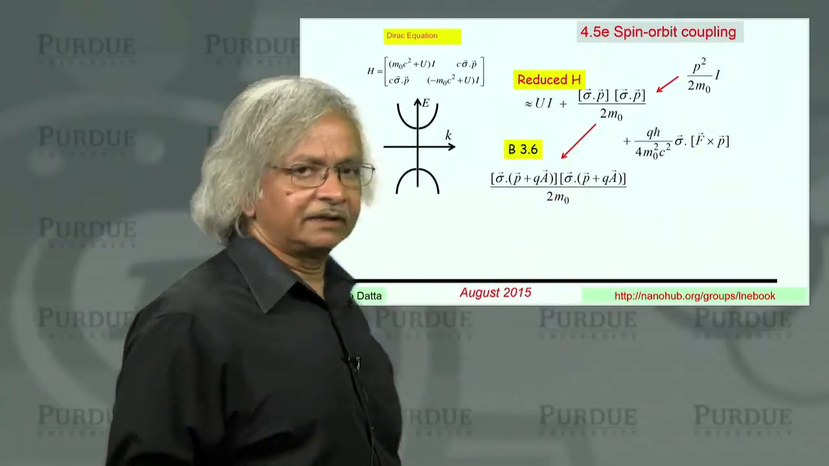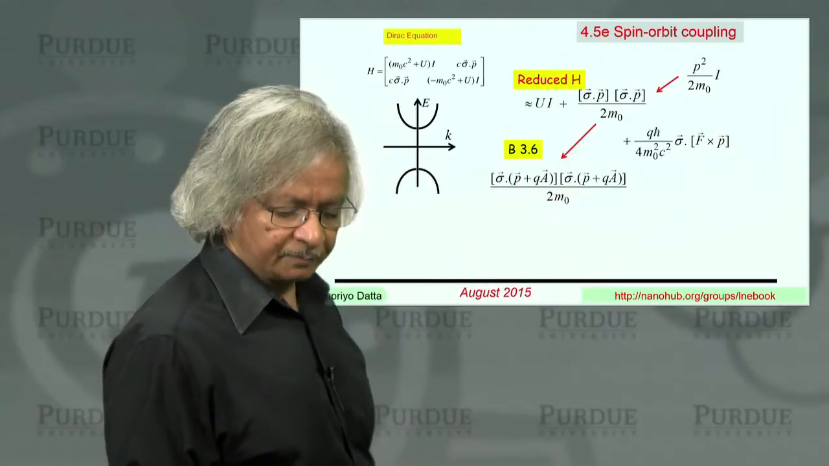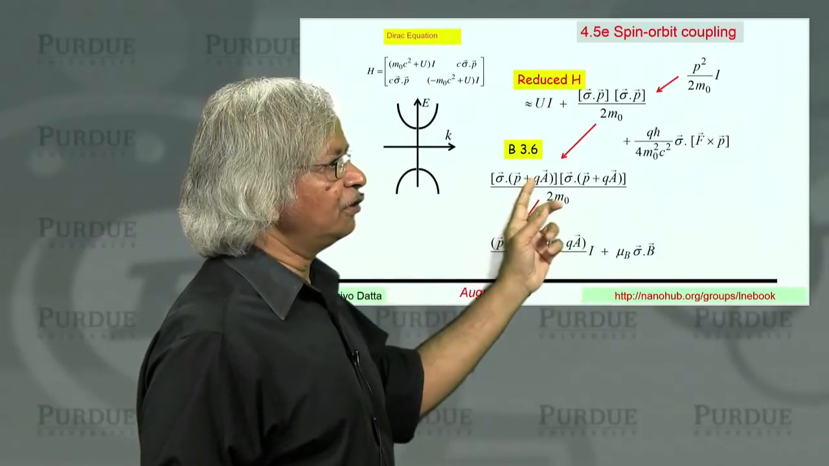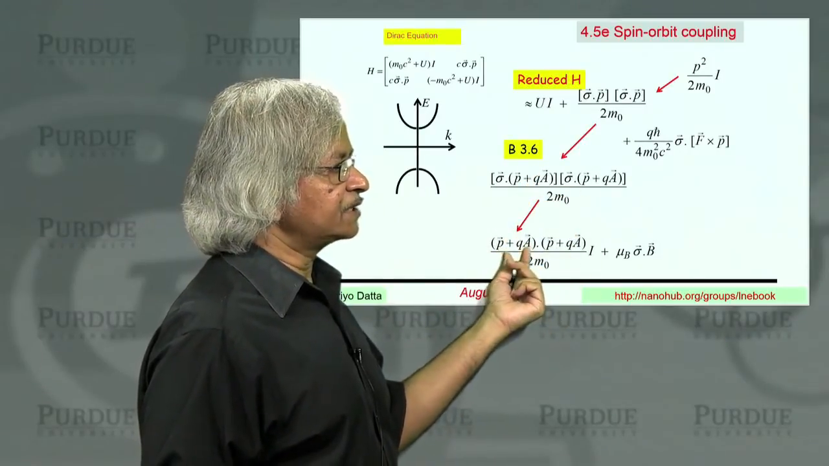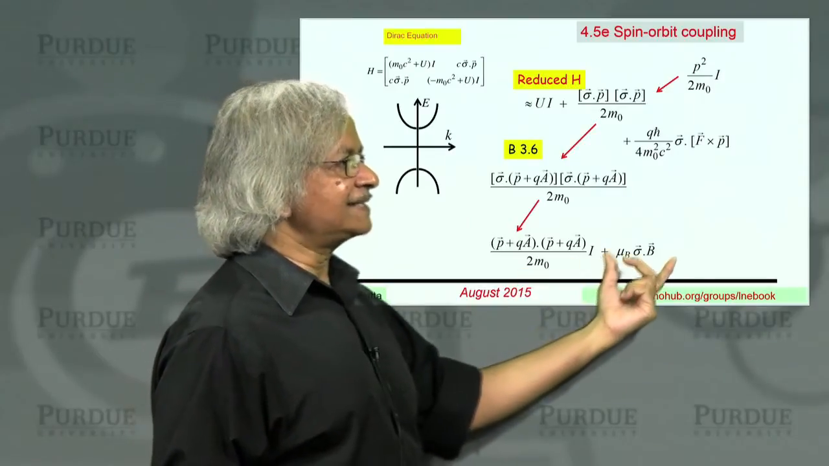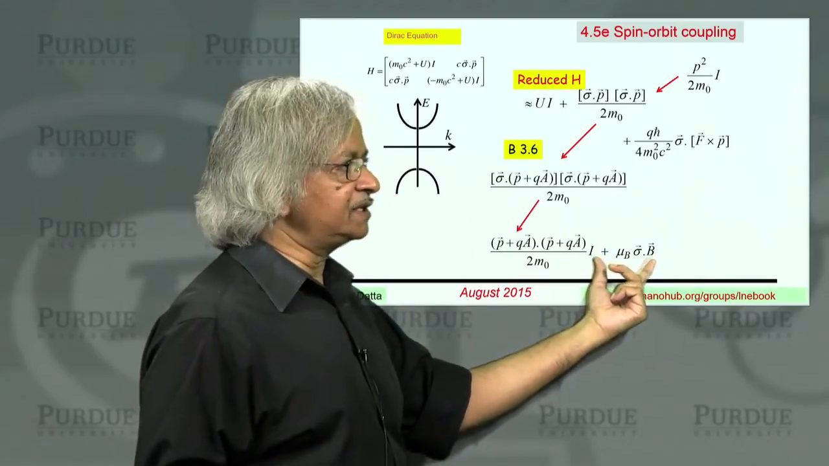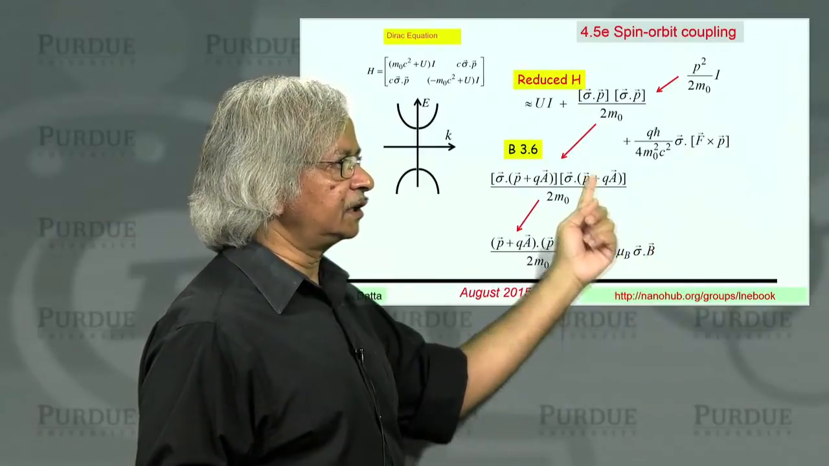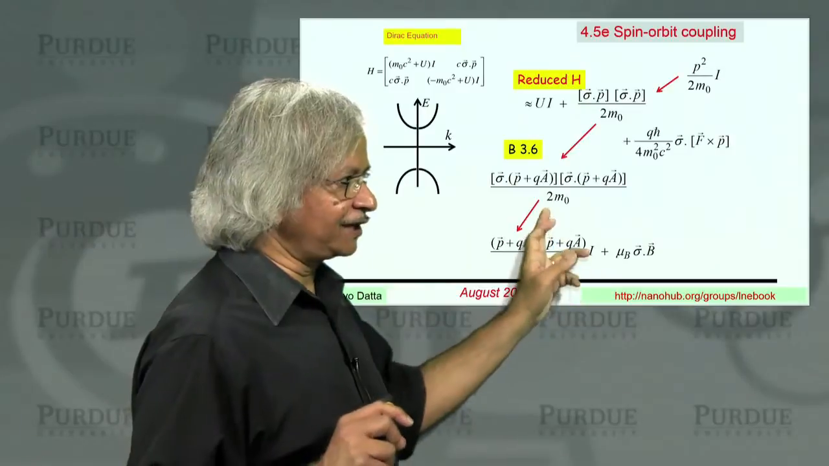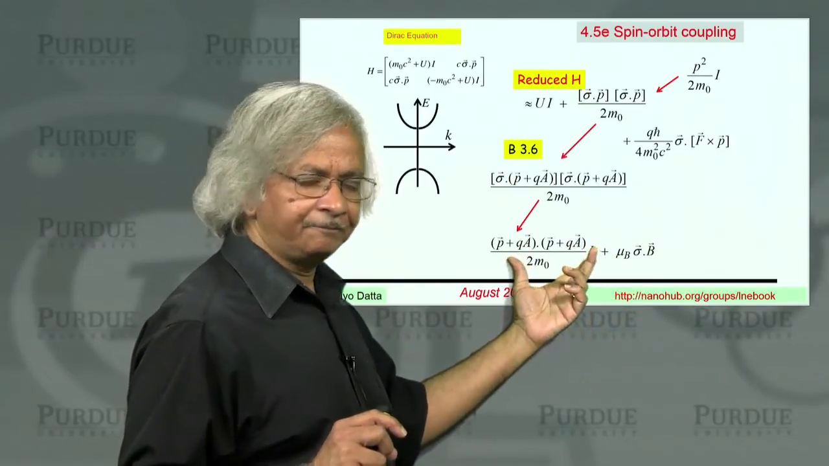And this, with a little algebra, I mean, it's not obvious, takes a little algebra to get there, you can show is actually (p + qA)·(p + qA) over 2m0, but there is another term there, μB σ·B, where B is the curl of A. As I say, this isn't straightforward. It takes a little algebra to get there.